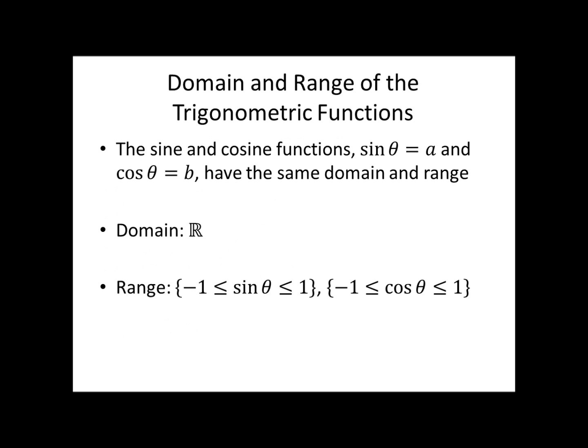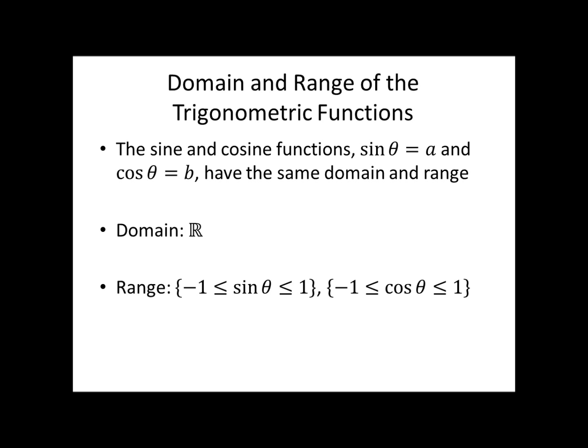Now, the domain and range of the trig functions. I guess there's no better way to talk about it than just to start telling you what the domain and range are. The sine and the cosine functions, that is the sine of theta equals A and the cosine of theta equals B, have the same domain and range. They're very similar looking functions. They both have a domain of all real values. We can take the sine of absolutely any angle. We can take the sine of all the positive angles, all the negative angles. We can take the sine of 0. So the domain is all real numbers. And the same is true for the cosine.